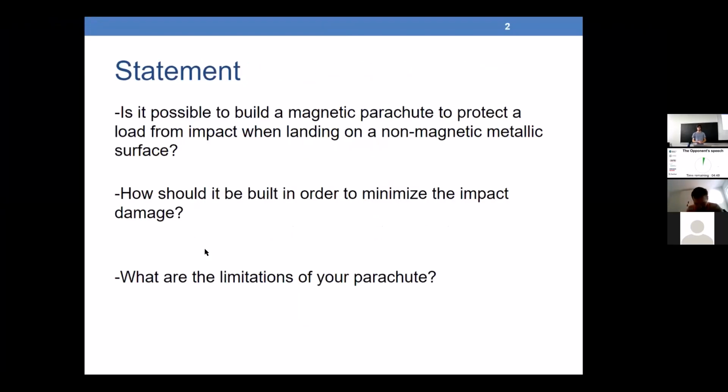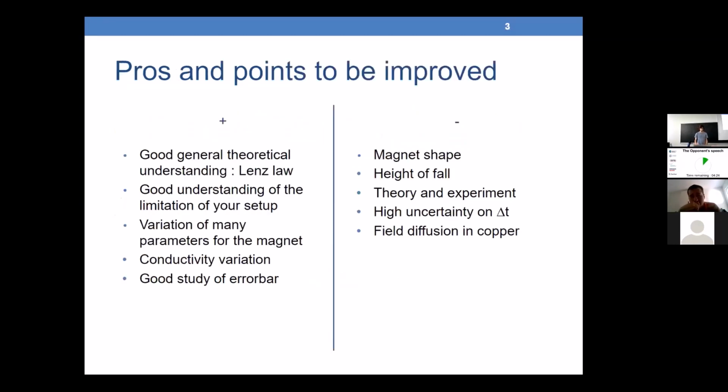The statement of the subject was: is it possible to build a magnetic parachute to protect the load from impact? It was really well studied by the German team, and they also studied whether you can change the shape of the setup in order to minimize the impact. And I think they also, in some sense, understand the limitations of the parachute. For the good points, I think there is a good general theoretical understanding, even of the Lenz law, even if some details are missing, and they have a good understanding of the limitations of the setup.